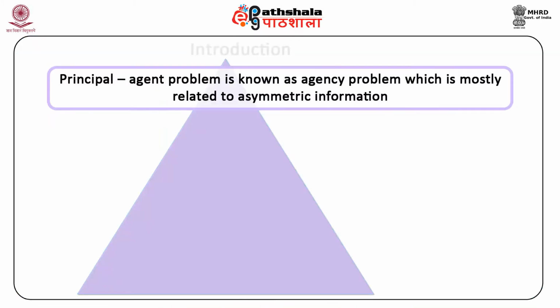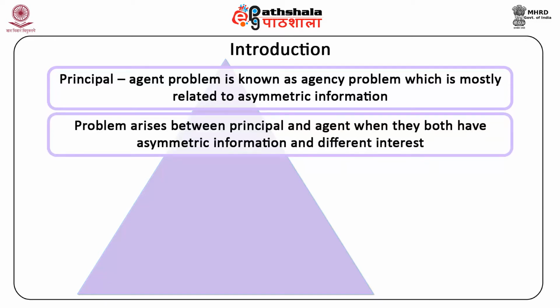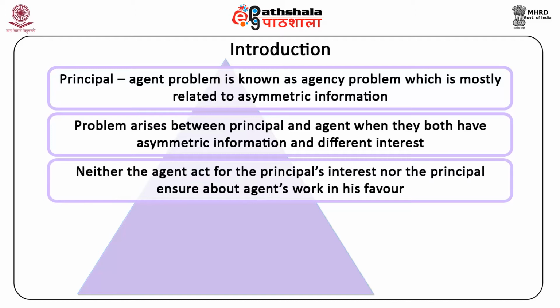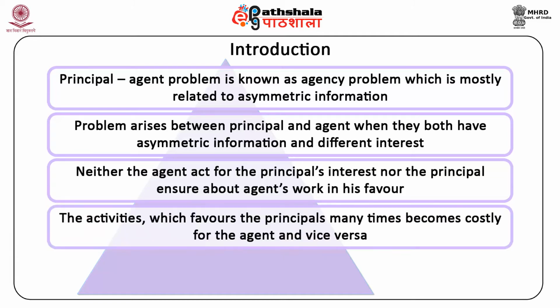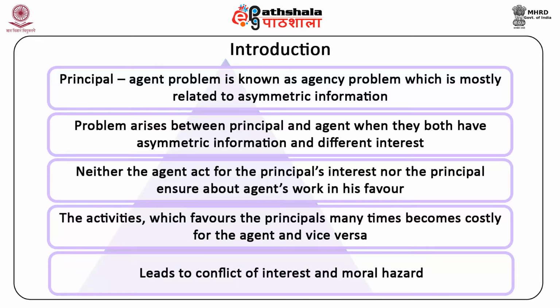The principal agent problem is otherwise known as agency problem, which is mostly related to asymmetric information, the situation where economic agents face uneven distribution of information. The problem arises between principal and agent when they both have asymmetric information and different interest. Neither the agent acts for the principal's interest nor the principal endures about agent's work in his favor. Thus, the activities which favors the principals many times becomes costly for the agent and vice versa. This leads to conflict of interest and moral hazard.